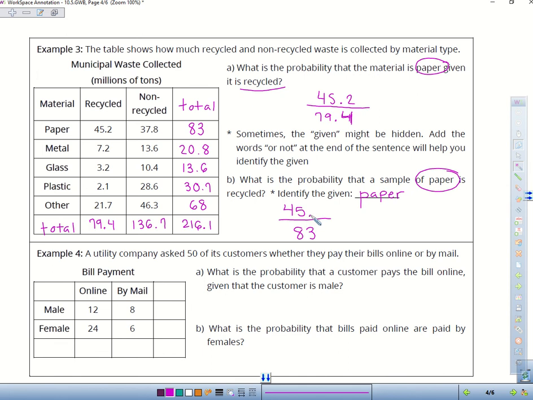and then we want to look specifically at recycled paper. So the difference between A and B: A is looking at the total number of recycled material and what amount of that recycled material is paper. B is looking at the total number of paper and looking at what amount of that paper is recycled. Okay, you see the difference between those two scenarios.